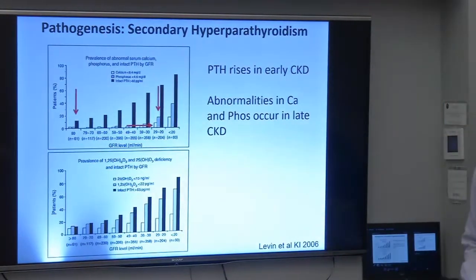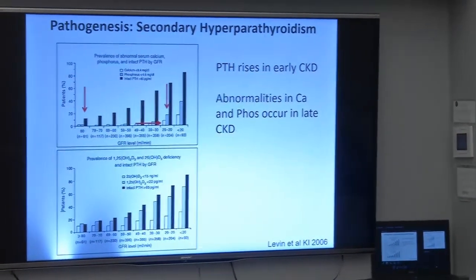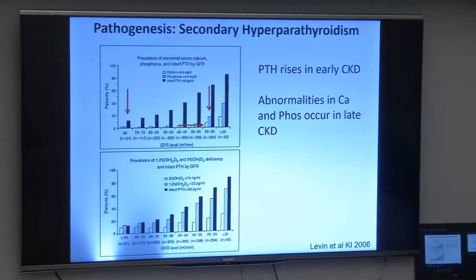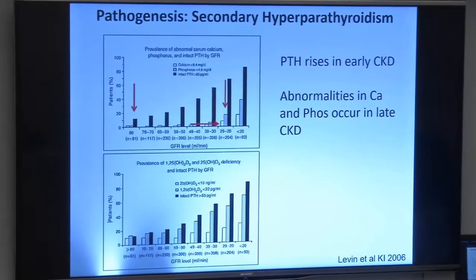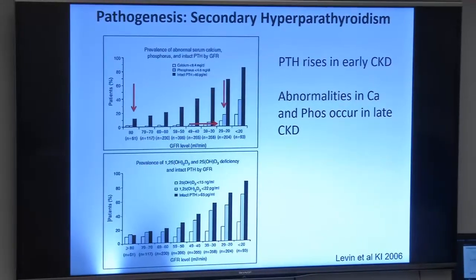So that is a GFR, or percent of kidney function, of around 30 to 20% of kidney function, so CKD stage 4. So we don't see abnormal calcium phosphate metabolism in the blood until GFR is pretty bad.